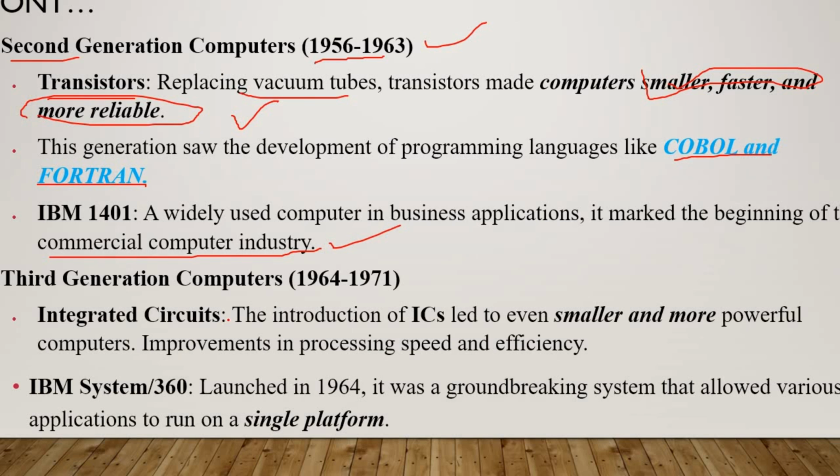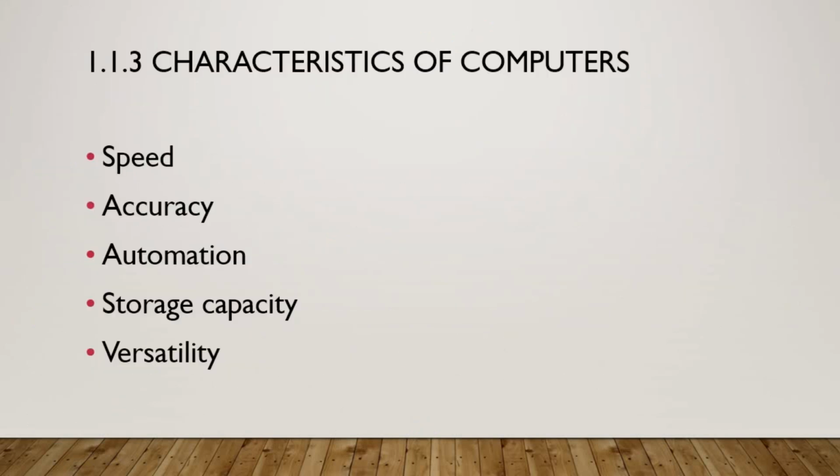The third generation's underlying technology is the IC, the integrated circuit, which led to even smaller and more powerful computers. The major feature here is improvement in processing speed and efficiency. This is another characteristic of computers that we expect as users. The IBM System/360 launched in 1964 was a groundbreaking system that allowed various applications to run on a single platform. That means multiple transistors are integrated into a single chip, which is the IC, the integrated circuit.